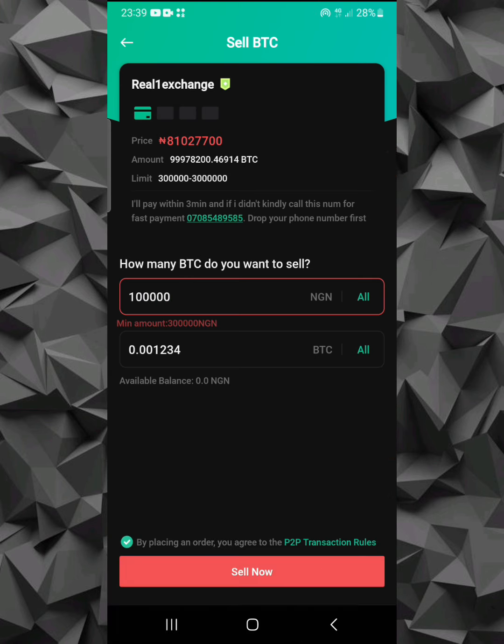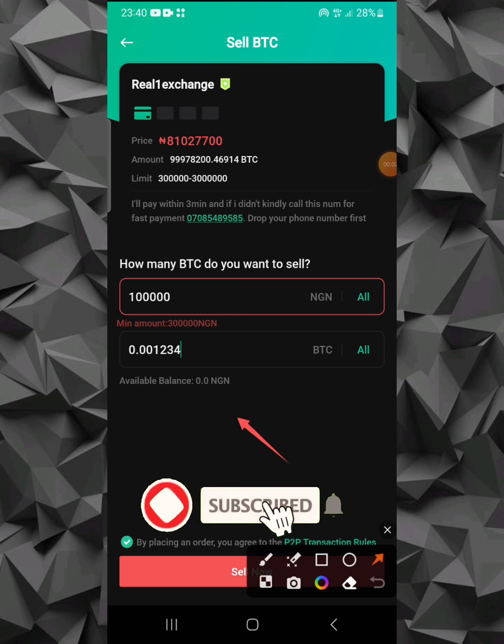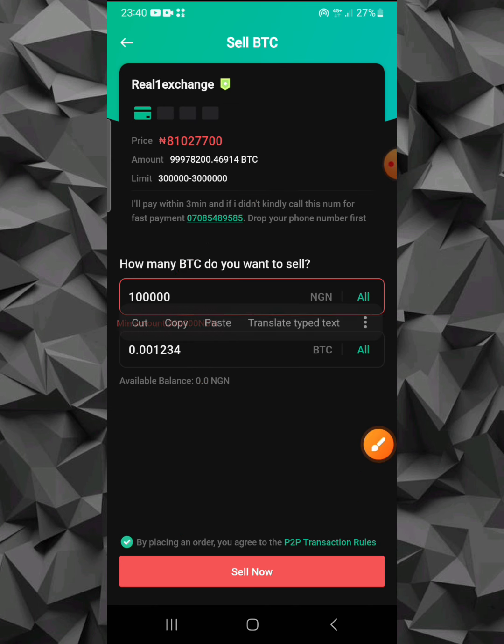So it basically means you can use 100k to start this process. So take note guys, if you have 100k capital, you can start this process. You don't actually need millions. Now this is the amount of BTC I'm going to be selling, and this merchant will be buying it from my hand for 100,000 naira, okay? So let me just go ahead and copy this amount of BTC.